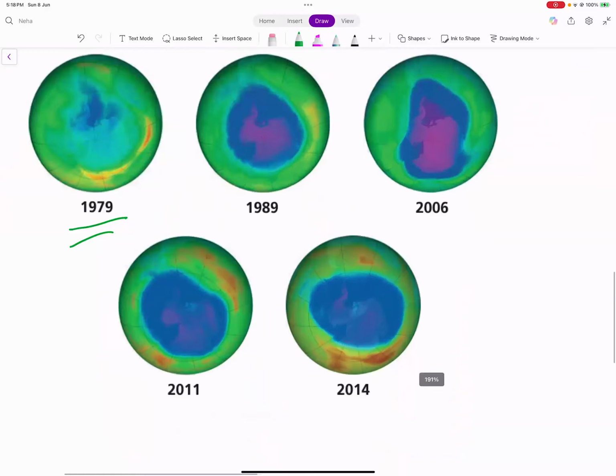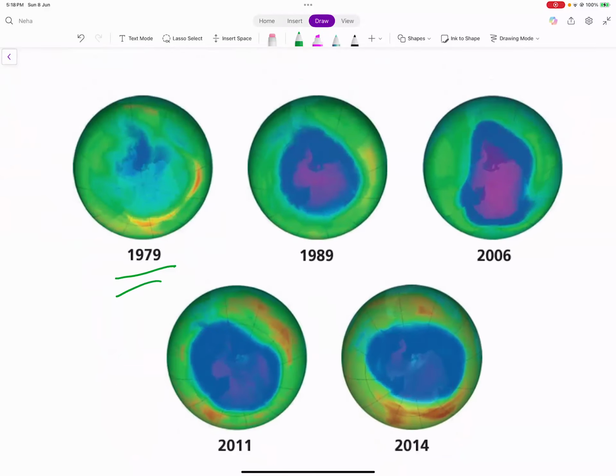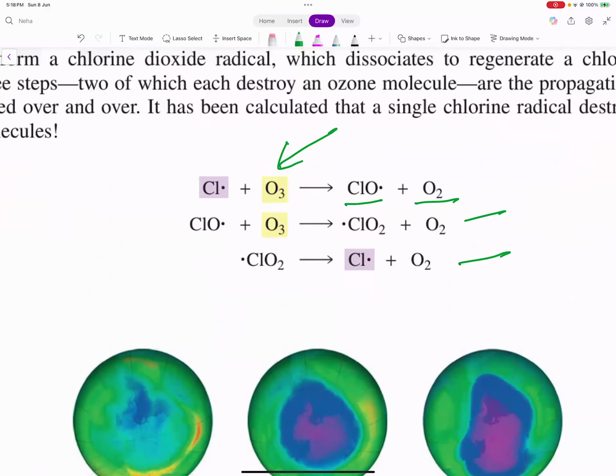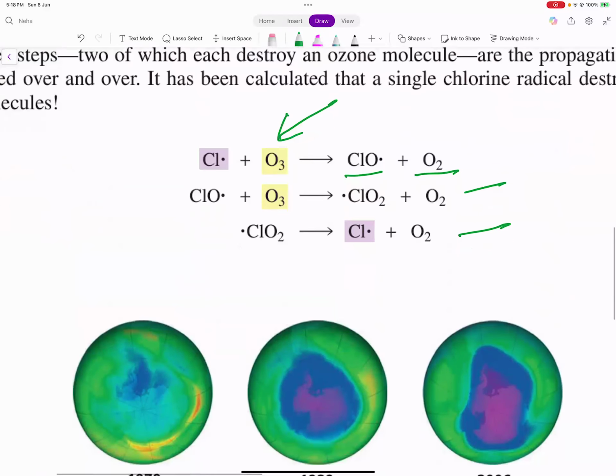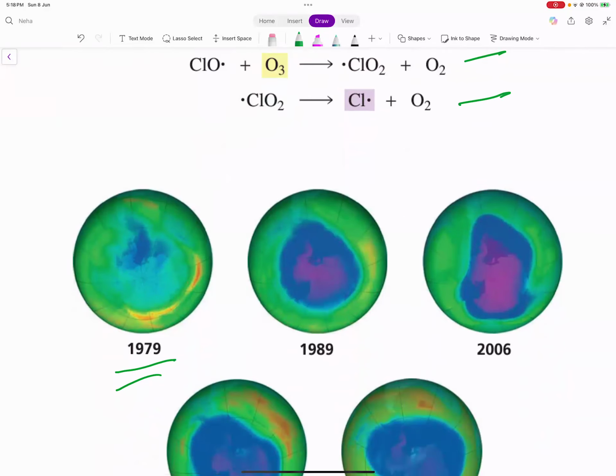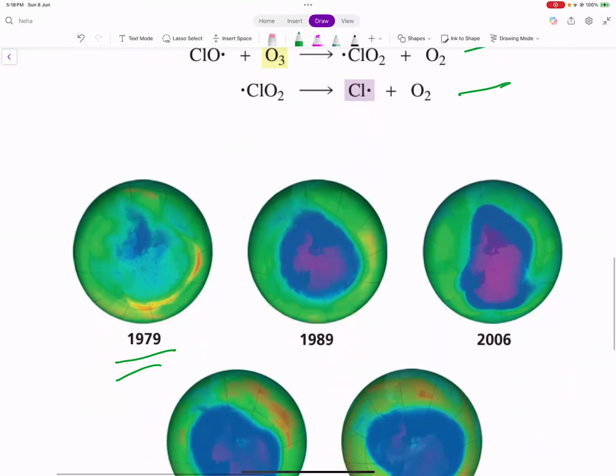In 1979, it was like this. So how did the last step happen? Again, you have to just break it. You will be able to break it simply. So see the ozone layer.